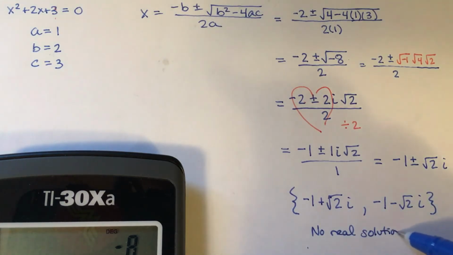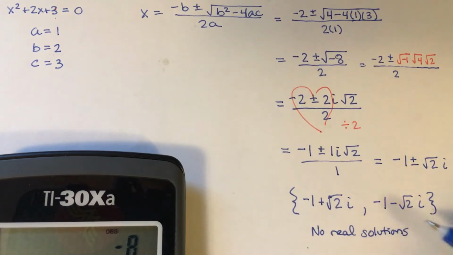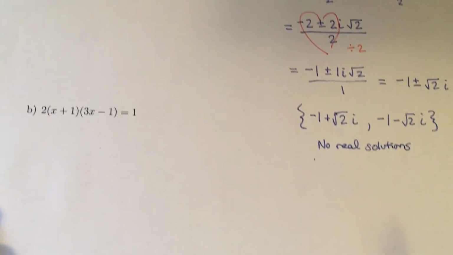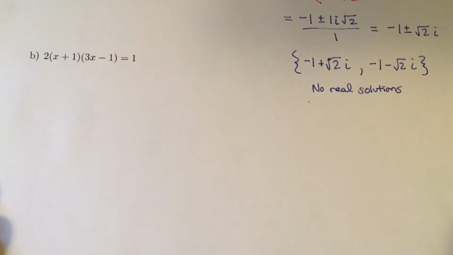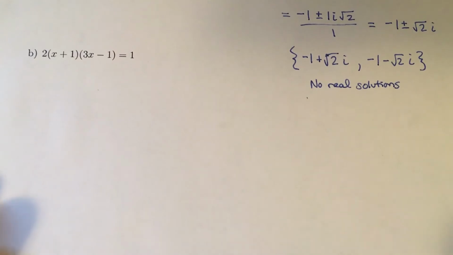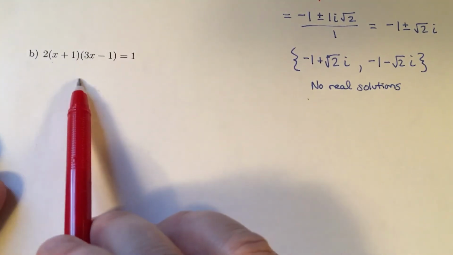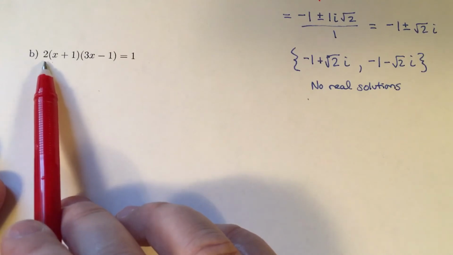But we found two complex solutions because we ended up with the square root of a negative in our work. Let's do this last example. Make sure we're all getting it here. This one, we got some work to do ahead of time. And the work we have to do is FOIL. We have to multiply this all out. We have to deal with this 2 on the outside.